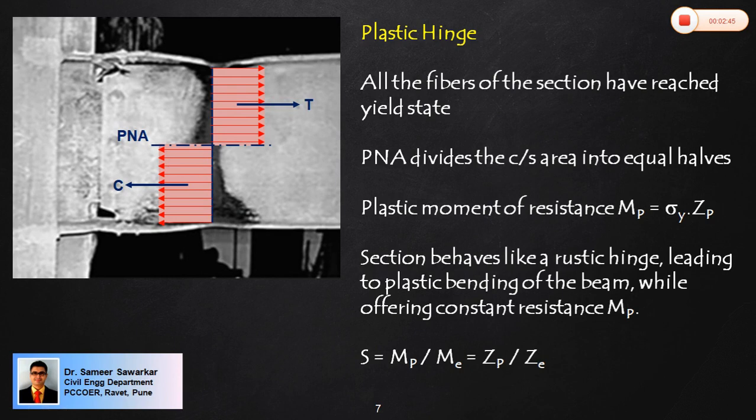Another quantity we saw in the last lecture is the shape factor, which is the ratio of plastic moment of resistance to elastic moment of resistance, and which can be proved to be equal to plastic section modulus upon elastic section modulus. It is just a geometric term, and it represents the extent to which, beyond the elastic limit, a section can absorb bending moment.